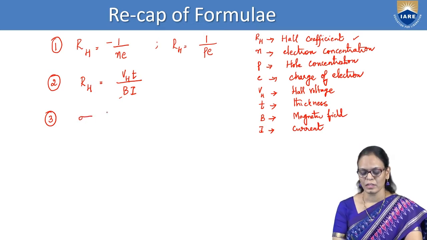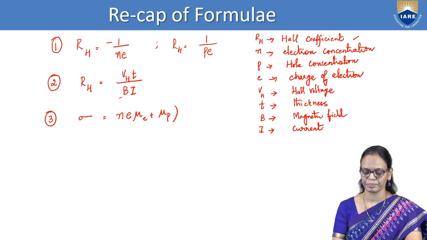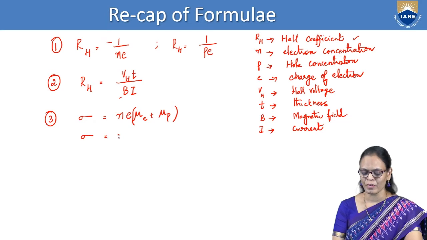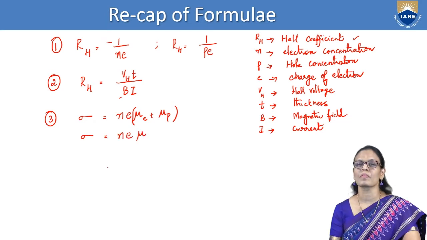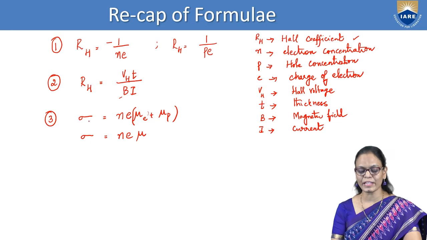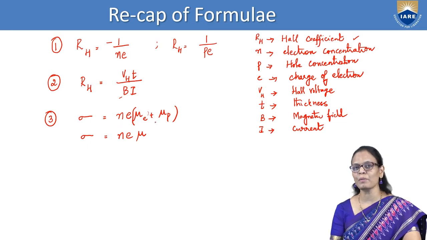Then we are also going to calculate sigma. Sigma is the conductivity. Sigma is equal to Ne into mu E plus mu P. If we are writing a general expression for sigma, we write Ne mu. But here in a semiconductor, it is due to electrons as well as holes. Of course, if it is an N-type, the electrons are the majority carriers. But we are considering the mobility of the electrons as well as the mobility of the holes. So we write sigma is equal to Ne into mu E plus mu P.